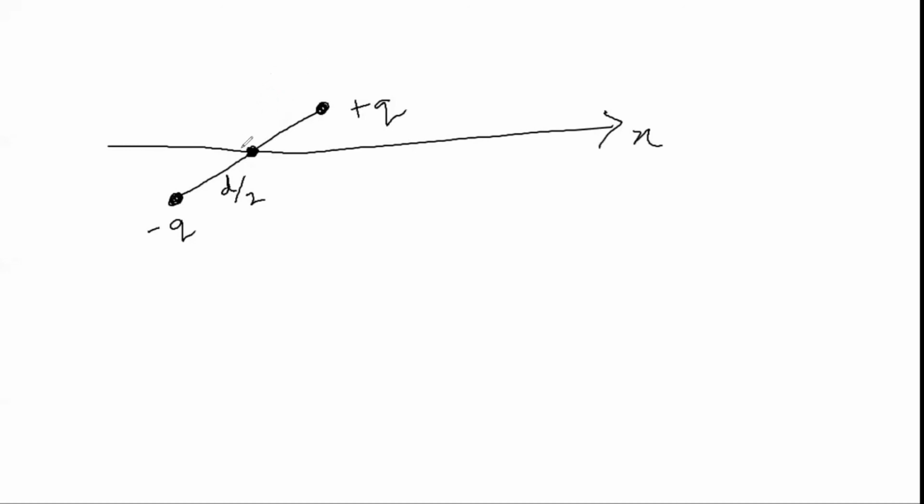So the distance from here up to here is d over 2. The distance from here to here is d over 2. And so the total distance here is d. Okay? And then let us say that the angle that is here is theta. The angle that is here is theta.